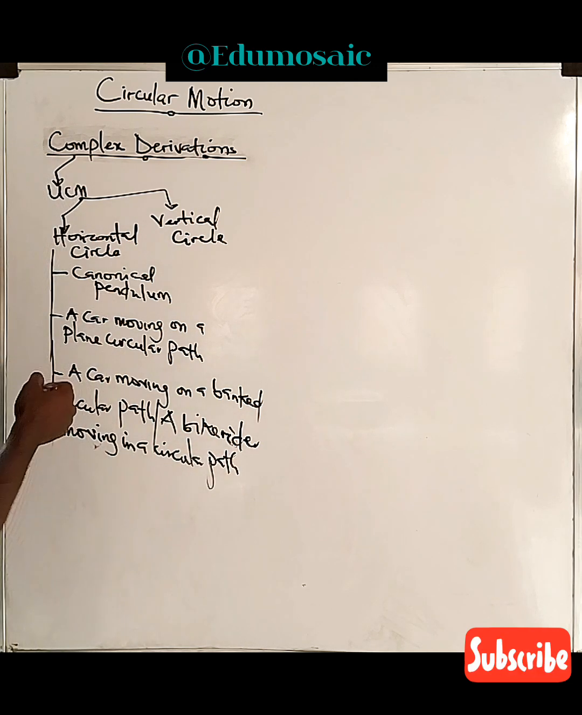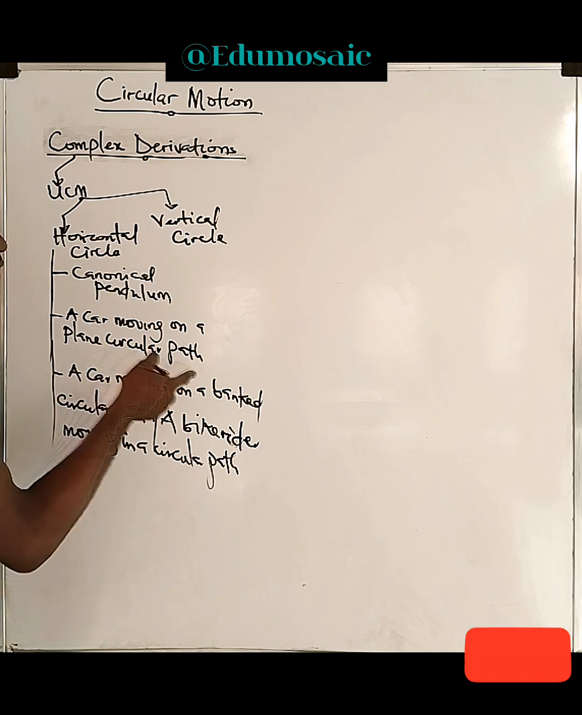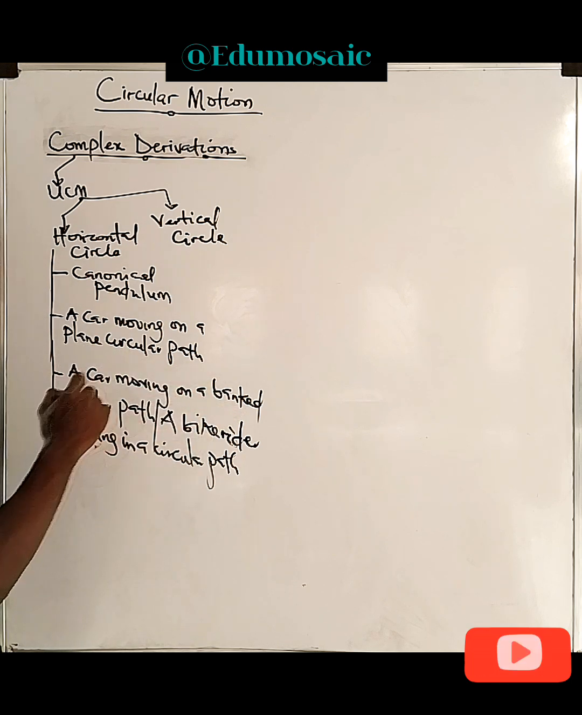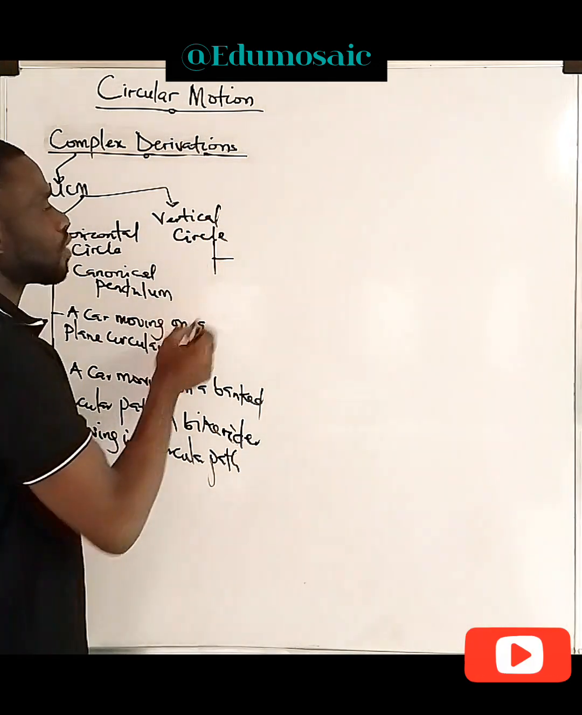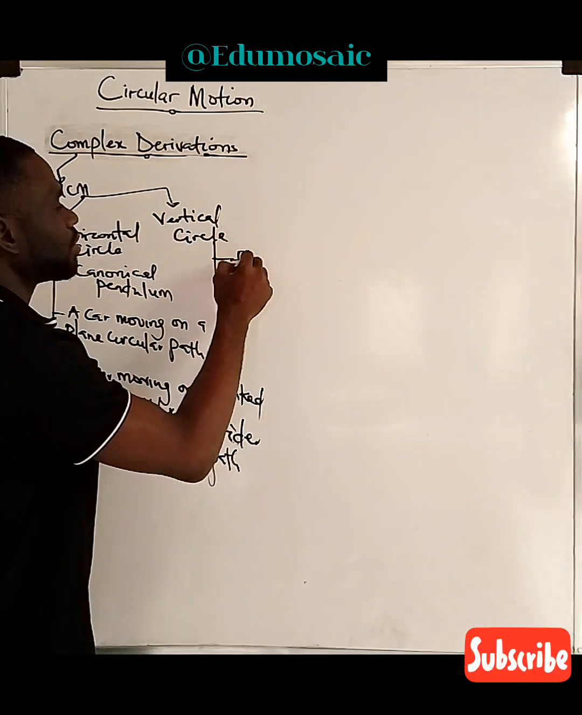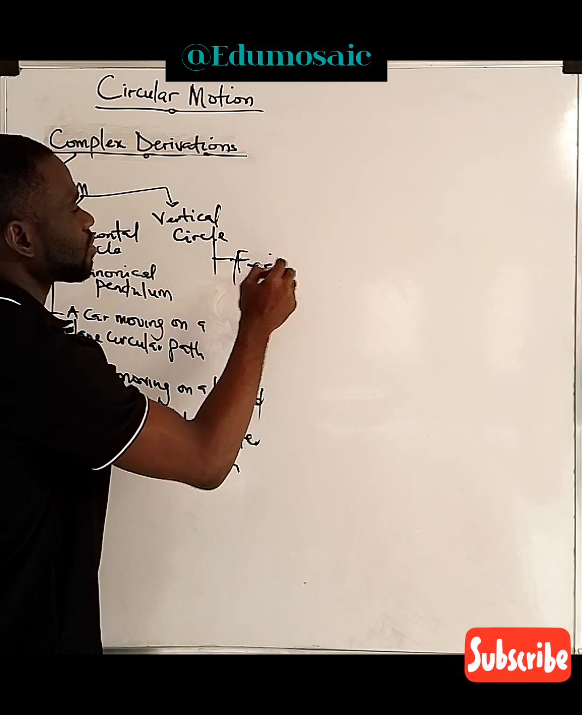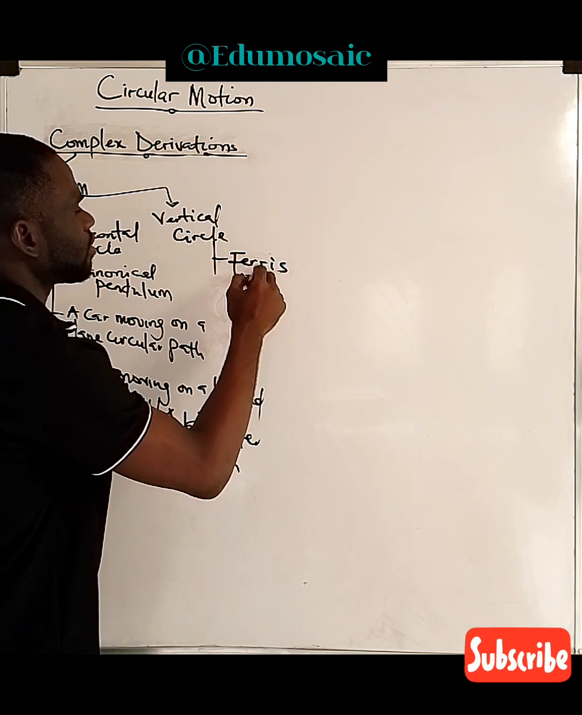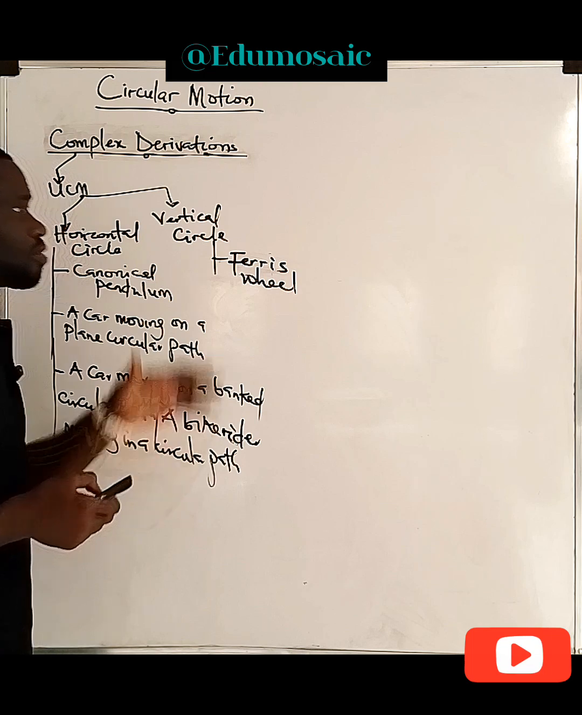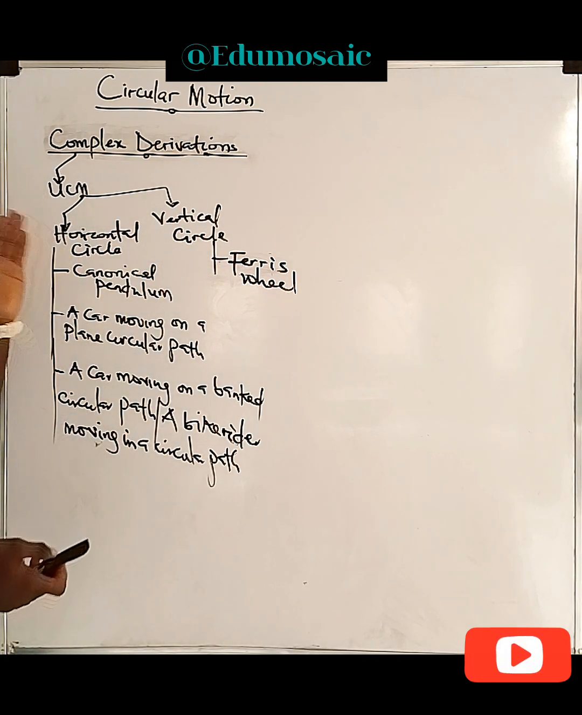So these are the scenarios. We're going to be deriving various formulas for all of them. First of all, the conical pendulum. Next, a car moving on a plane circular path. Next, a car moving on a banked circular path, or a bike rider moving in a circular path. While for the vertical circle, we are going to mainly be talking about the Ferris wheel. The Ferris wheel is what we are going to be mainly talking about. So we're going to be using the Ferris wheel to discuss the vertical circle, and all of the others to discuss the horizontal circle.